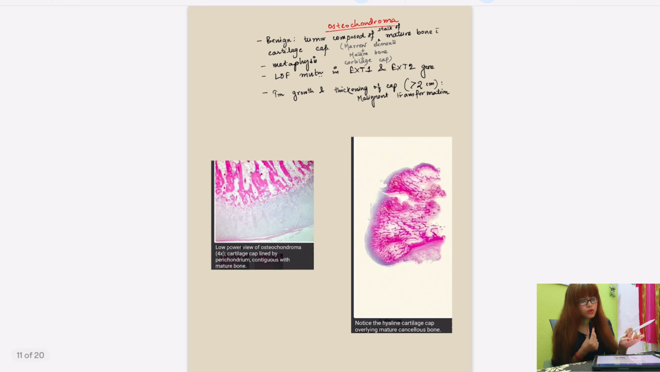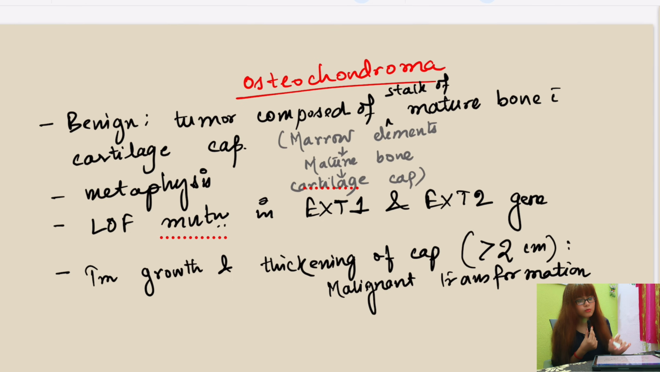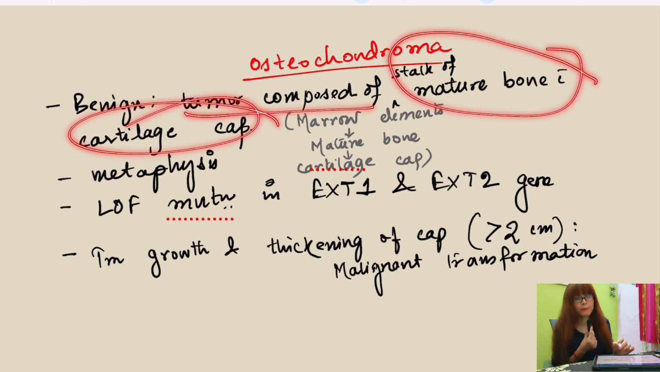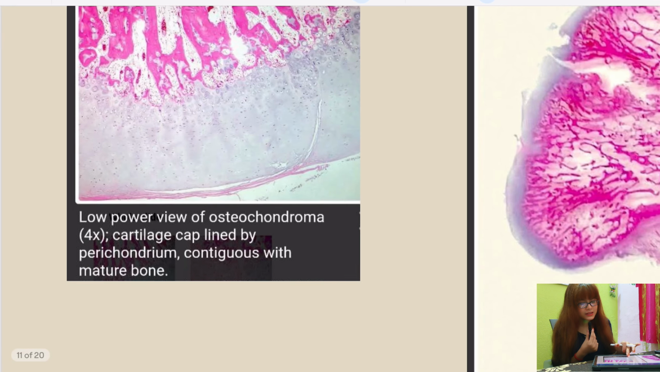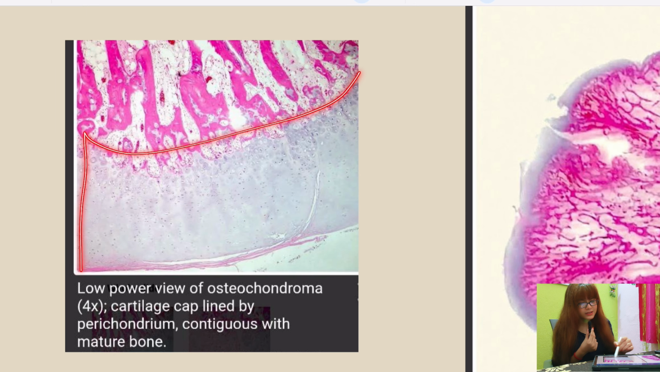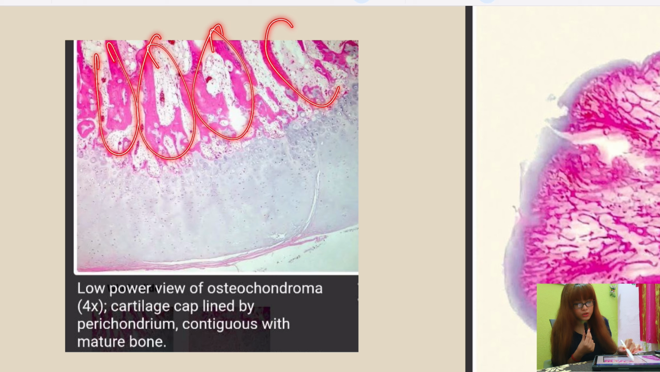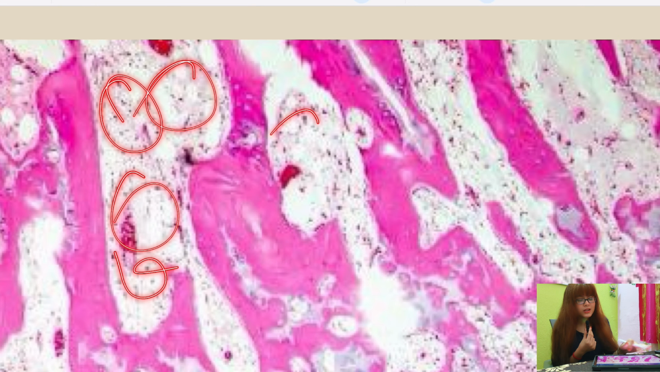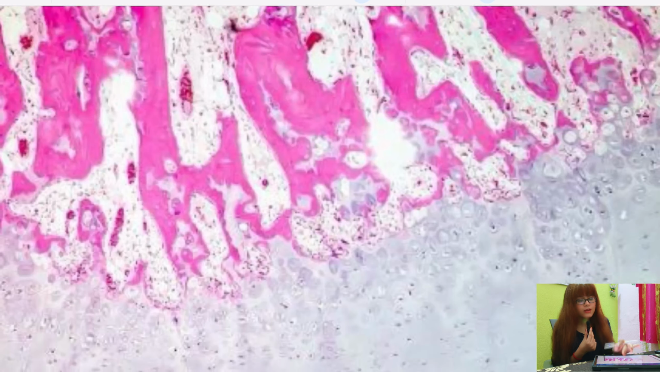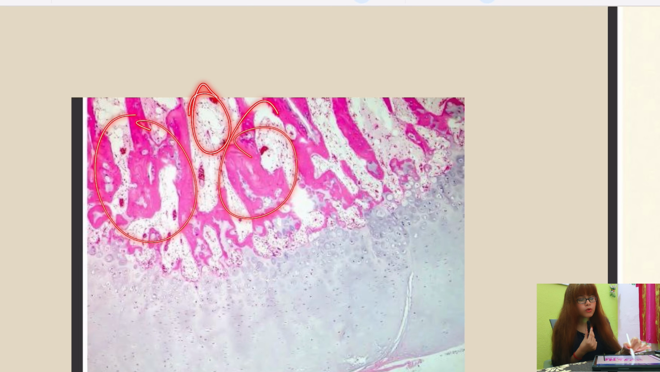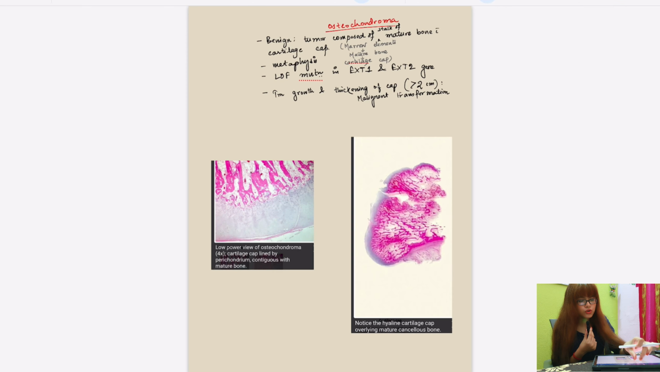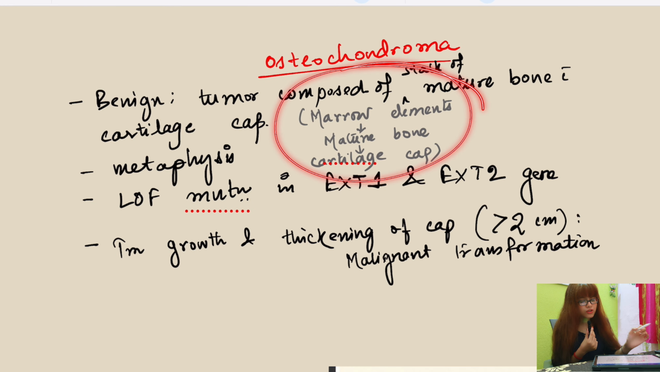Right, now coming to osteochondroma. This is also benign, and the tumor is composed of a stalk of mature bone with a cartilage cap. So what you can see here is the cartilaginous cap, and below it is the mature bone, and in this area there are also some marrow elements. So three points: marrow elements along with the mature bone, along with this cartilaginous cap. The diagnosis is osteochondroma, right? I mentioned that over here.